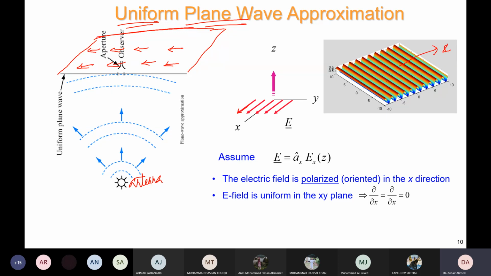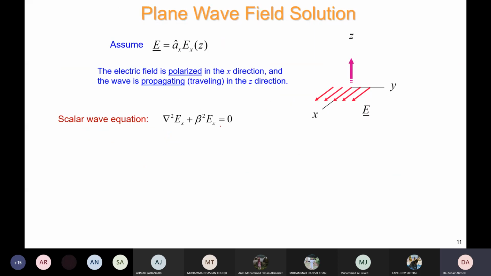We are talking about a traveling wave, so in 3 dimensions, it will be traveling in the z direction. This is just one instant of time. At a different instant of time, the wave will be traveling in the plus z direction. And the third assumption is that the wave will propagate in the z direction. So under this uniform plane wave approximation, we want to solve our scalar wave equation. Physically it looks like this: the electric field lies in the xy plane, it is a function of only z, that is, the wave is traveling in the z direction. So under this assumption, let's solve this scalar wave equation.